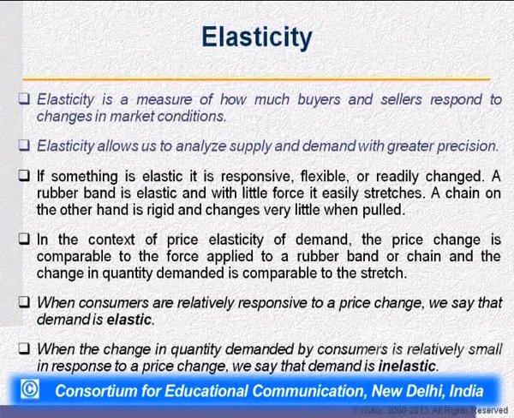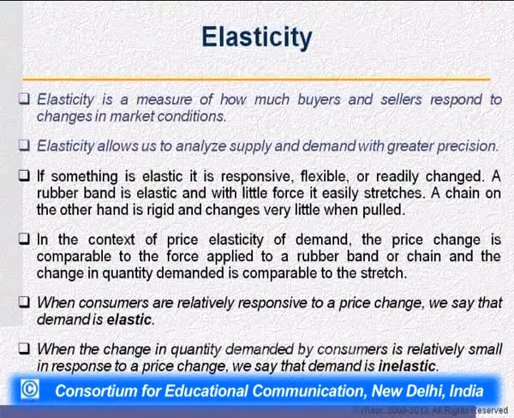A rubber band is a fine example of elasticity. A rubber band is elastic and with little force it easily stretches. A chain, on the other hand, is rigid and changes very little when pulled. So they are contradictory. A rubber band is quite elastic, where with a little force it easily stretches, and on the other hand a chain is rigid and changes very little when pulled. The same condition we will see in the scenario of demand fluctuation or demand elasticity.